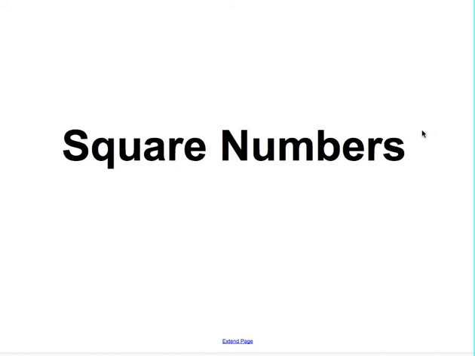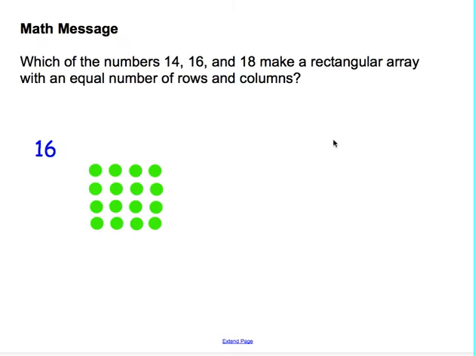You were asked to use counters to try and make a rectangular array with an equal number of rows and columns for each number, 14, 16, and 18. And then the question, which numbers make this kind of array? What did you discover? If you found that the number 16 was the only number of those three that you were able to make an array with an equal number of rows and columns, you're absolutely right.